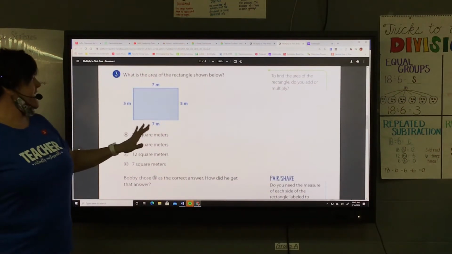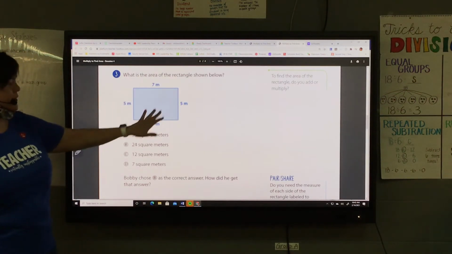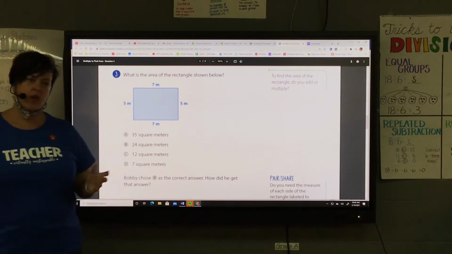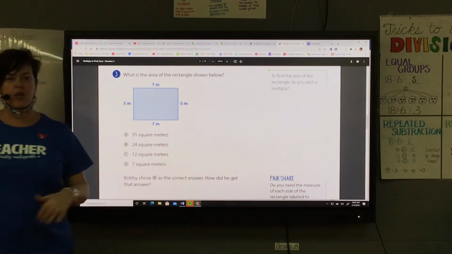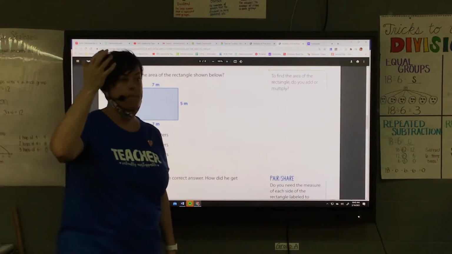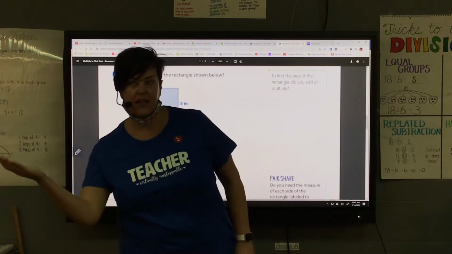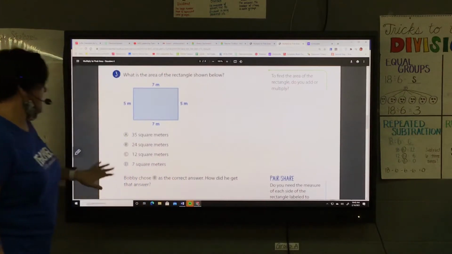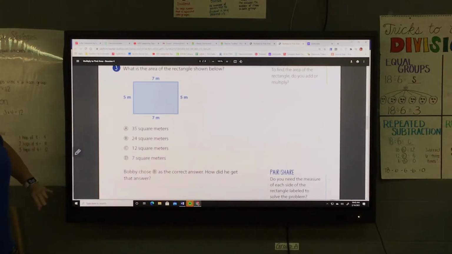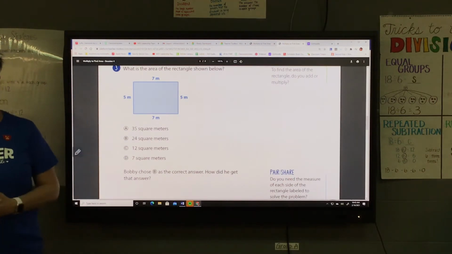What is the area of the rectangle shown? Now, do I have to worry about all 4 of those numbers? No. When I'm solving for the area, I know that I have to multiply the length times the width. So if I were going to do that, which one of those would give me the correct area?